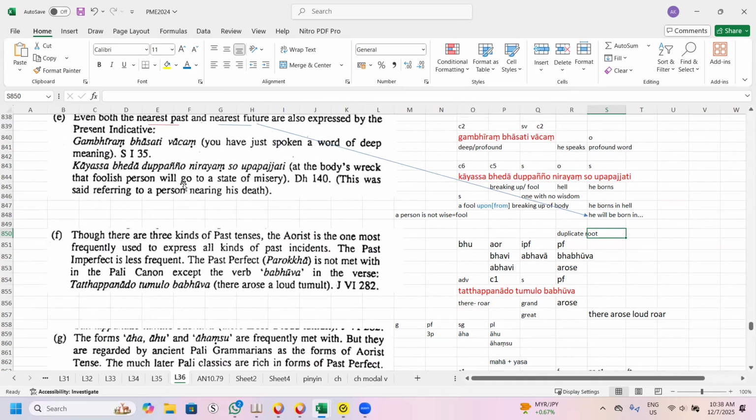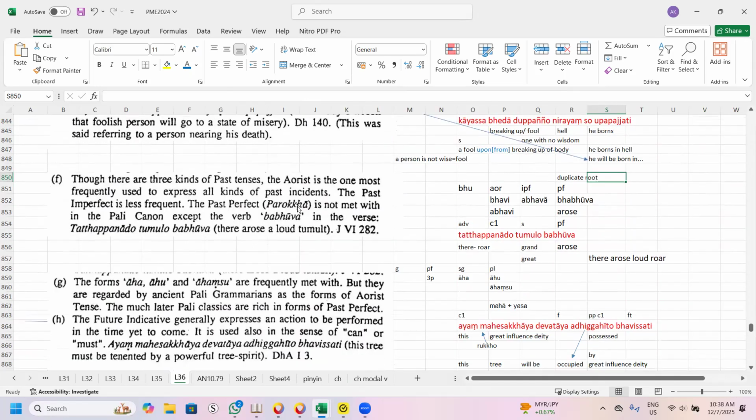Okay, so then move to next line. There are three kinds of past tense. The root is bu, to be. This is the verb to be, that means is or has.